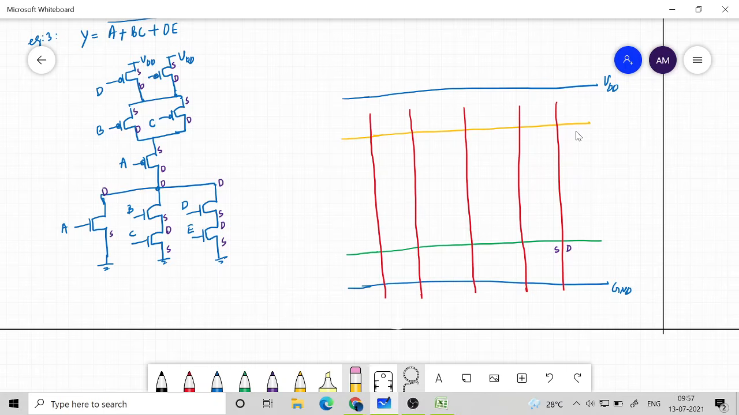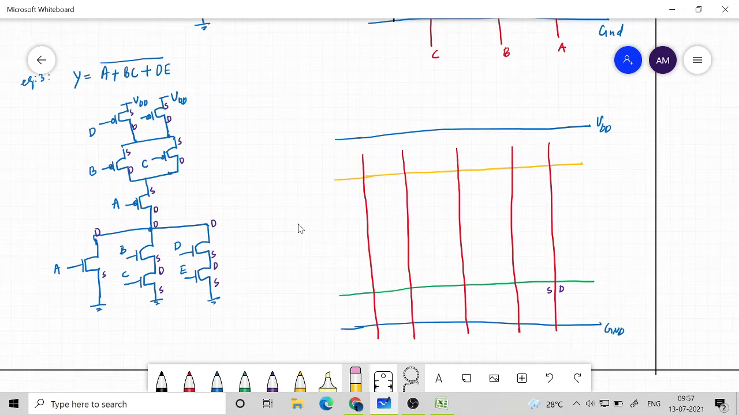There is an algorithm called Euler's shortest path algorithm. Euler's, you might have heard from some contexts, maybe in mathematics. It's basically a transportation problem. So we will draw the graph of this circuit. How to draw the graph? Each transistor will become a branch of the graph, and the nodes in the circuit will become the nodes of the graph.